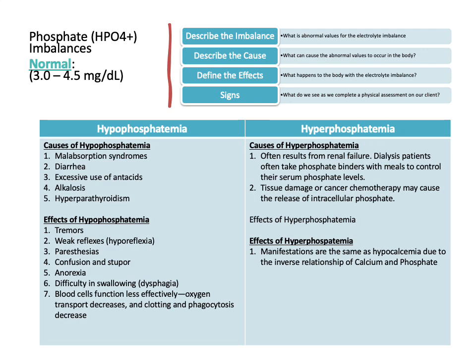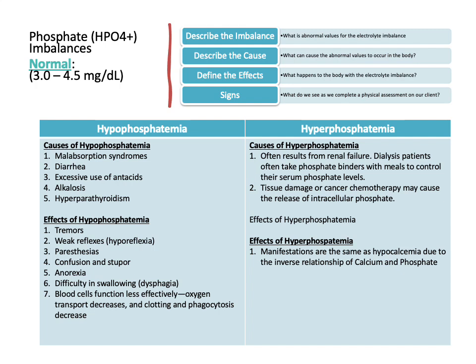When it comes to our phosphate imbalances, our normal values are 3.0 to 4.5 milligrams per deciliter. Hypophosphatemia can be caused by malabsorption syndromes, diarrhea, excessive use of antacids, alkalosis, and even hyperparathyroidism. The effects are tremors, weak reflexes, paresthesias, confusion and stupor, anorexia, and difficulty swallowing, or dysphagia. You can also see dysfunctional blood cells.